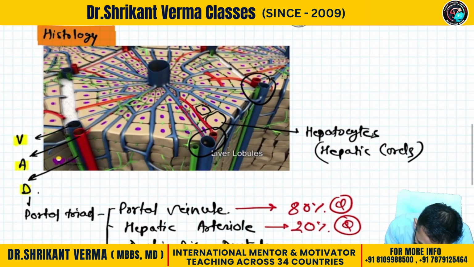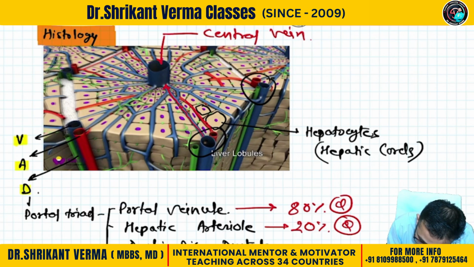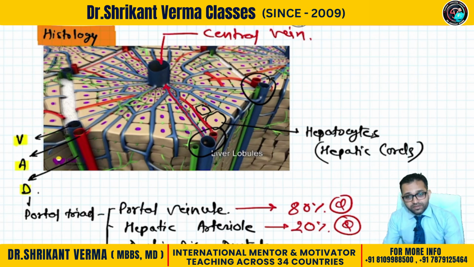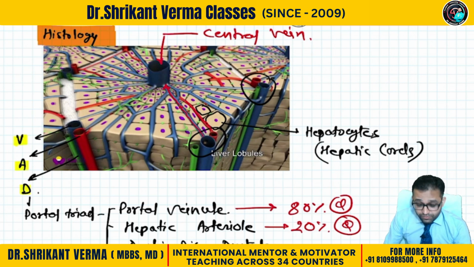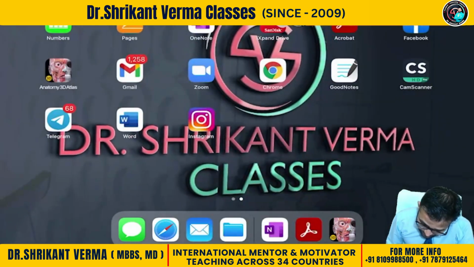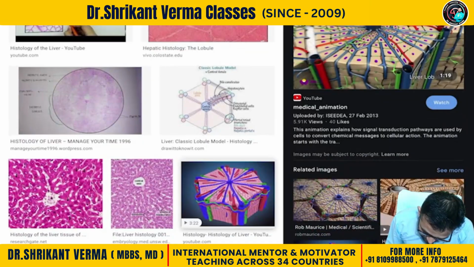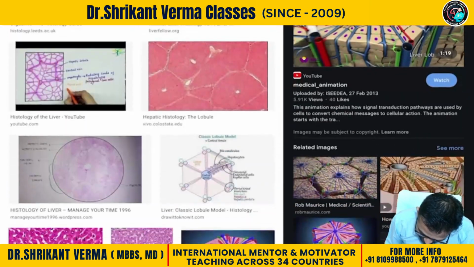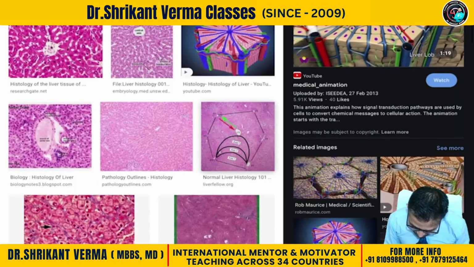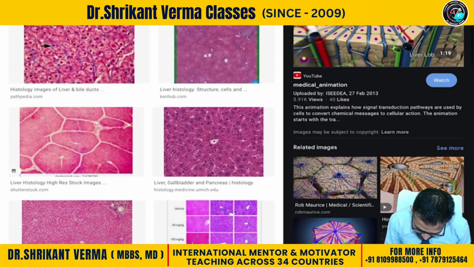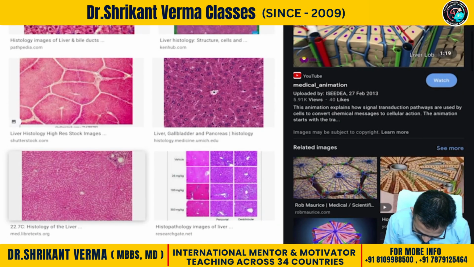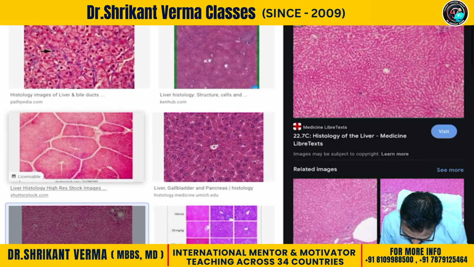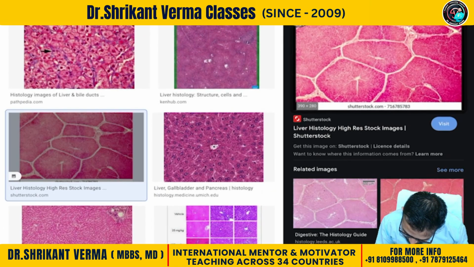Now these are mixing together and they are reaching into our central vein. So this is our central vein. Getting the point? But a little more detail we are going to cover. See here, when you observe the histology portion, in such a situation you will observe the presentation of the liver in such kind of way.